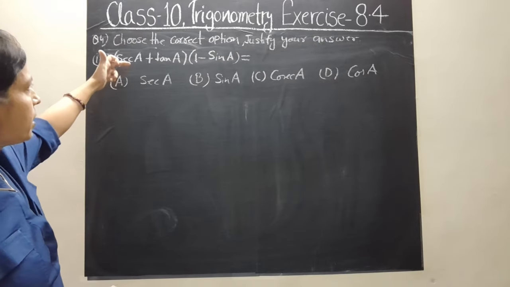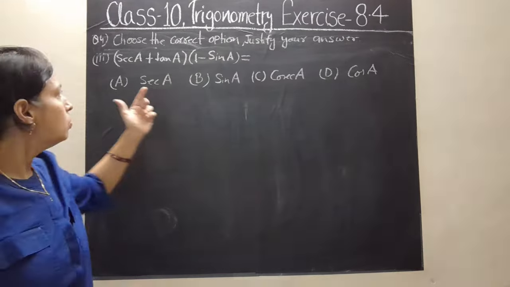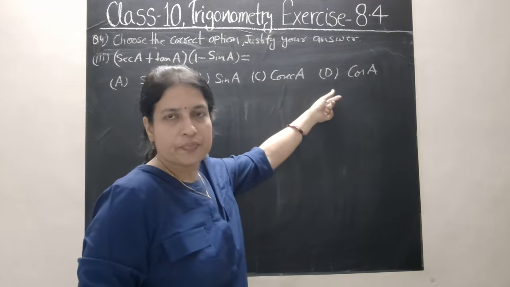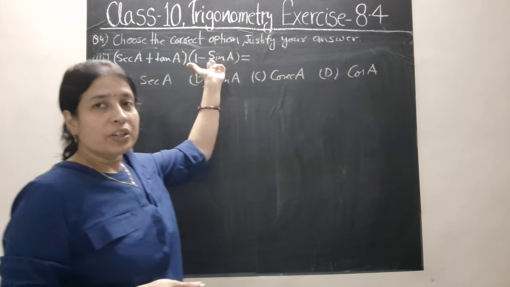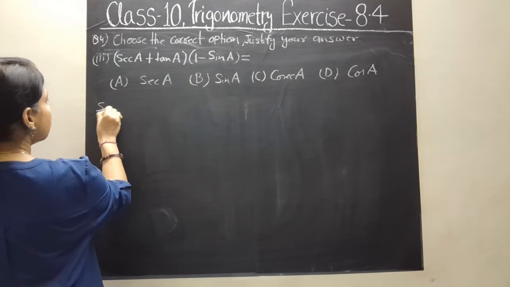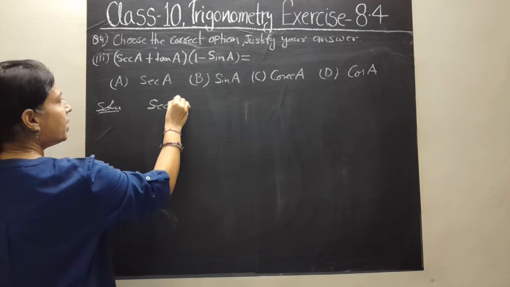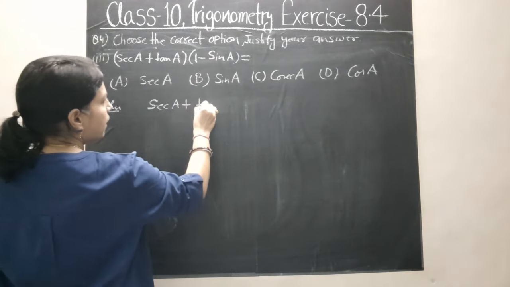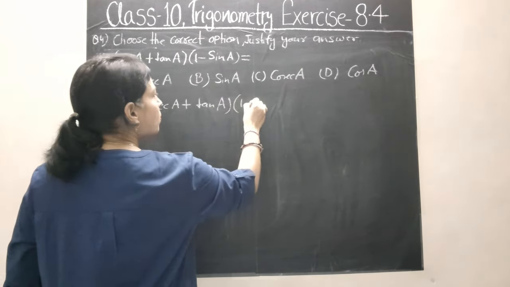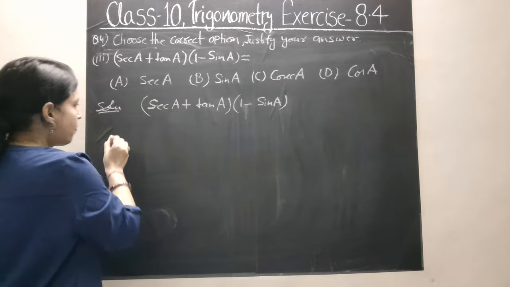Third part is sec A plus tan A into 1 minus sin A is equal to, first option is given sec A, then sin A, then cosec A, then cos A. What is the value of this? So we have to find out value of this. So first we write what is given. It is given sec A plus tan A into 1 minus sin A. We have to find out the value of this equation.